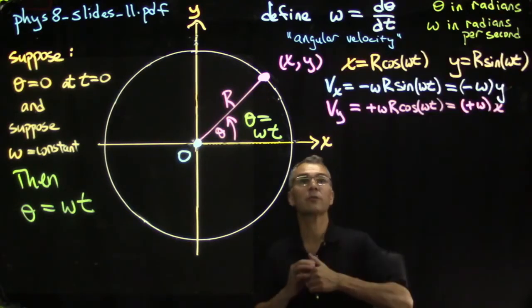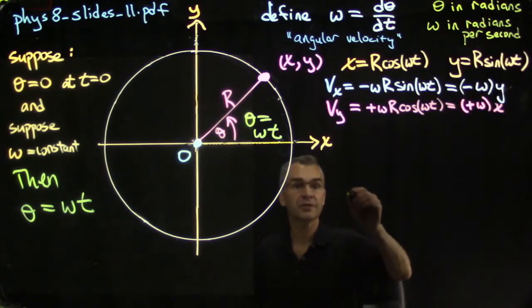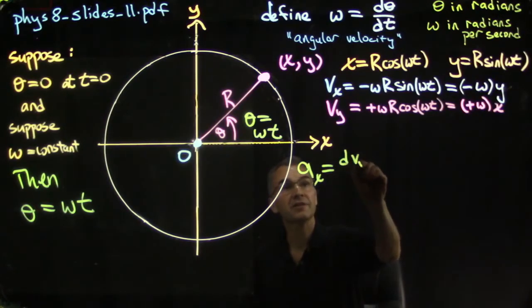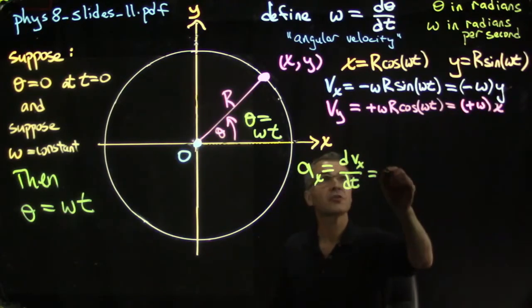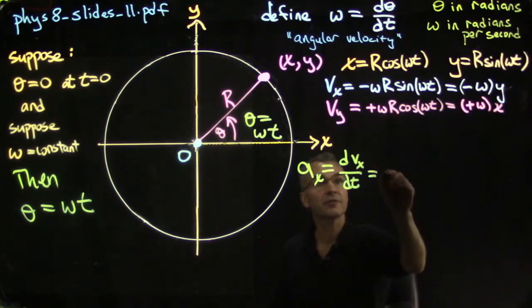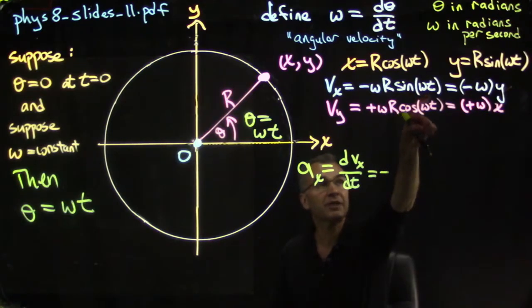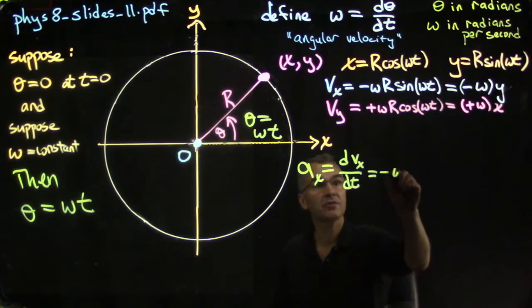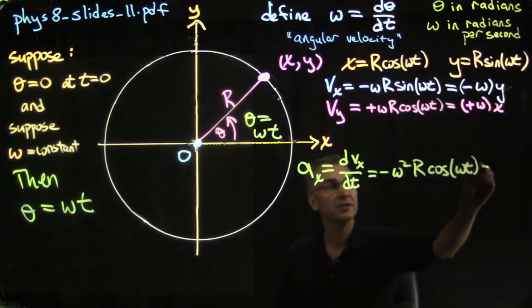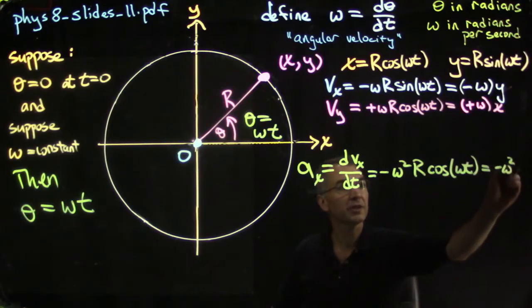Then we can work out the acceleration, which is the rate of change of velocity. So the acceleration, the x component, is the rate of change of the x component of velocity with respect to time. So the derivative of, this is a constant, this is a constant. The derivative of sine is cosine. And we bring out a factor, the derivative of the inside is another factor of omega. It's minus omega squared r cosine omega t, which is minus omega squared times x.